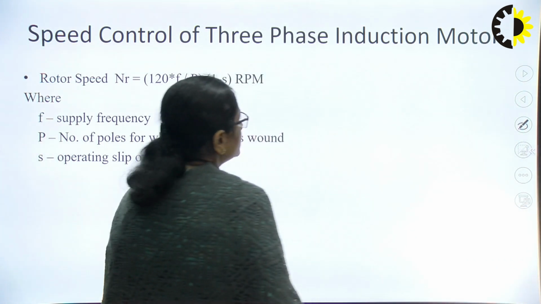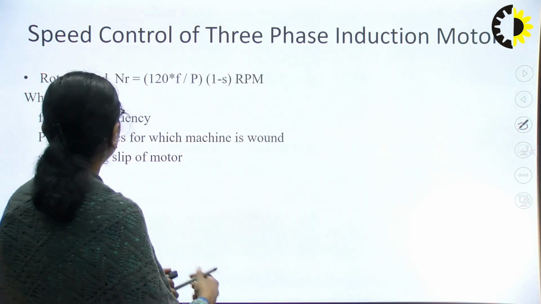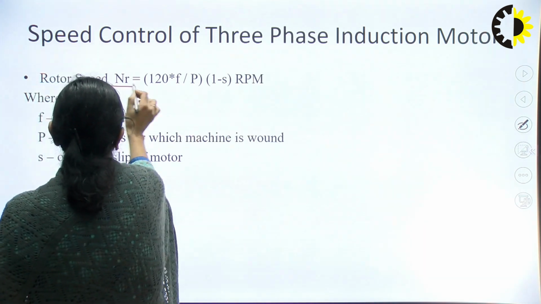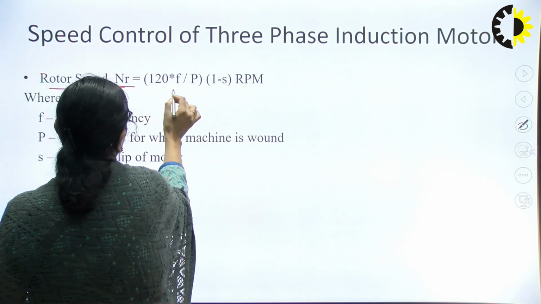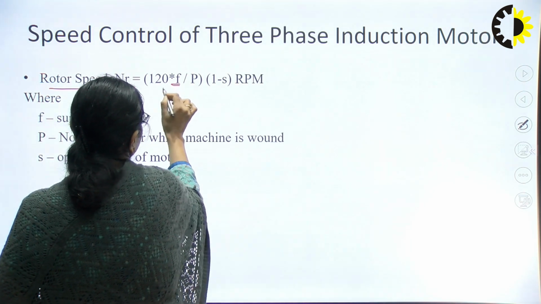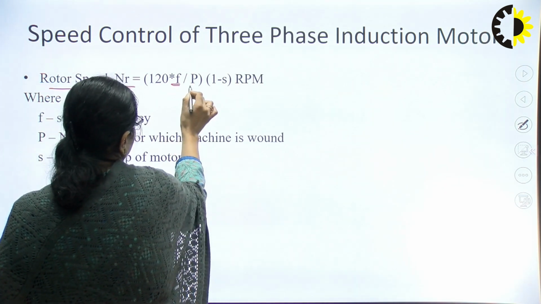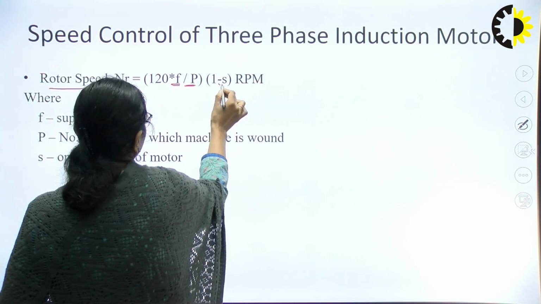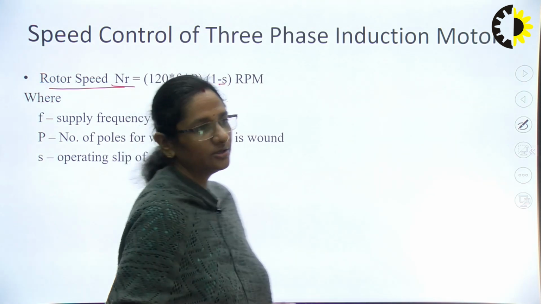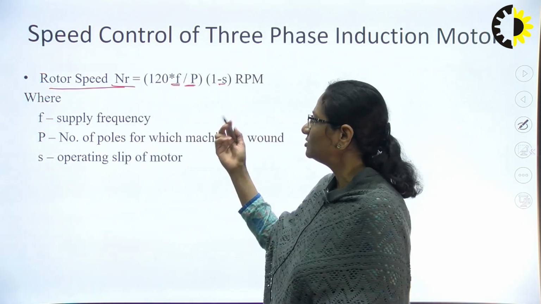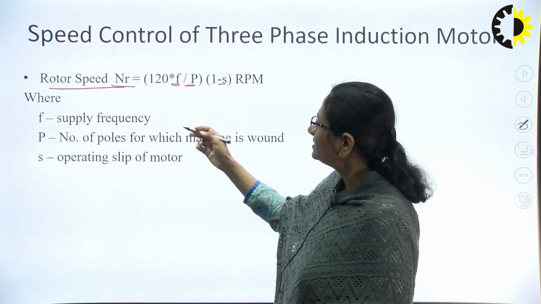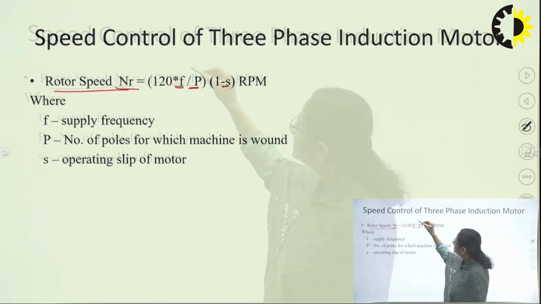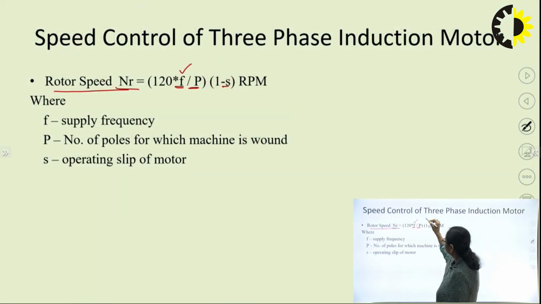I am going to discuss various methods of speed control of three-phase induction motor. The rotor speed of a three-phase induction motor depends upon the frequency of supply given to the stator, the number of poles P for which the stator is wound, and the operating slip of the motor. So accordingly, the methods of speed control can be classified based upon whether we are controlling the speed by varying frequency, by varying the number of poles, or by varying the operating slip S of the machine.